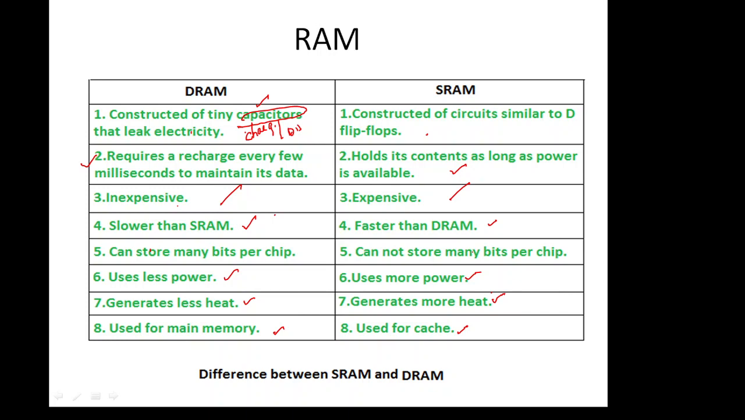So what is the main difference between dynamic RAM and static RAM? Dynamic RAM uses capacitors, whereas static RAM uses flip-flop circuits. As dynamic RAM uses capacitors, the charge is going to fade away, so we have to keep on recharging. Why? Because in a capacitor, charging and discharging action takes place, so we need continuous recharging of those capacitors.